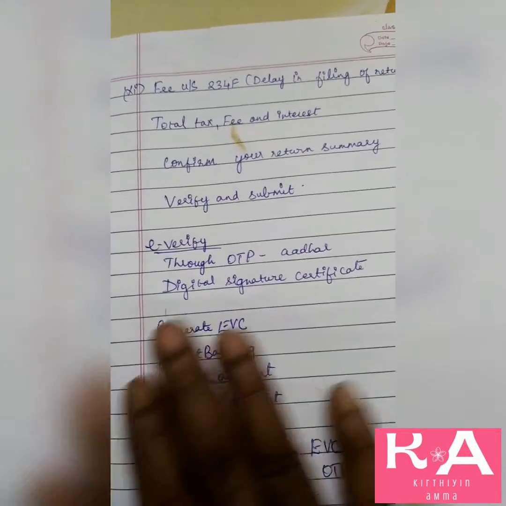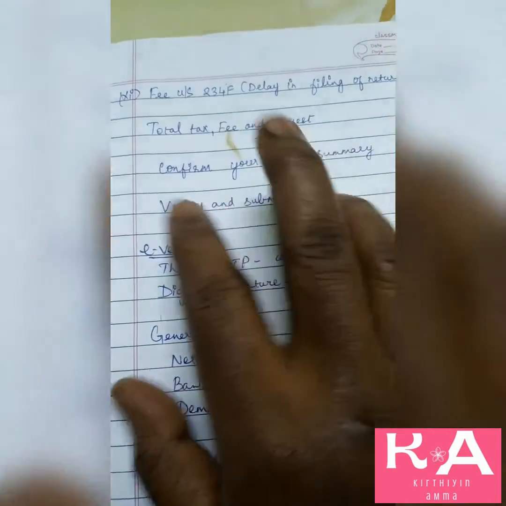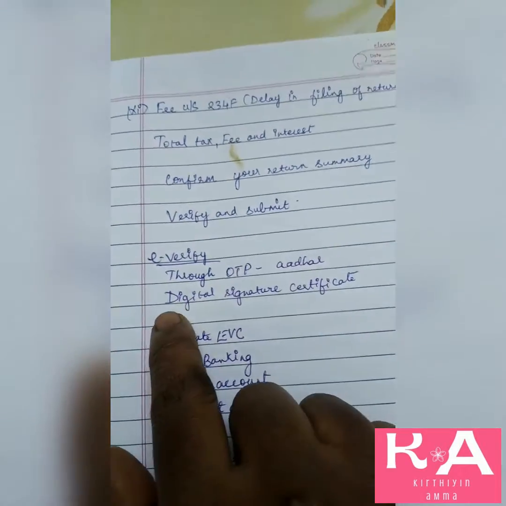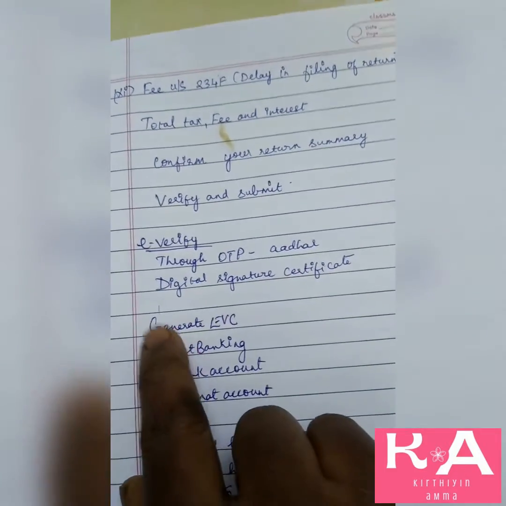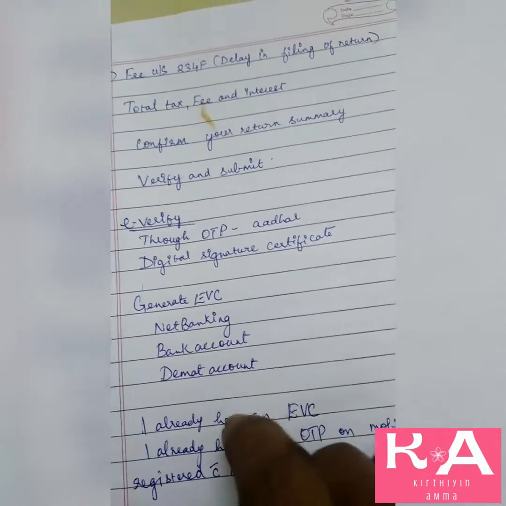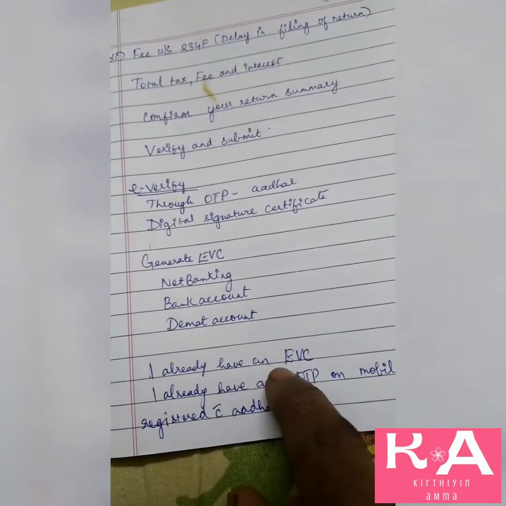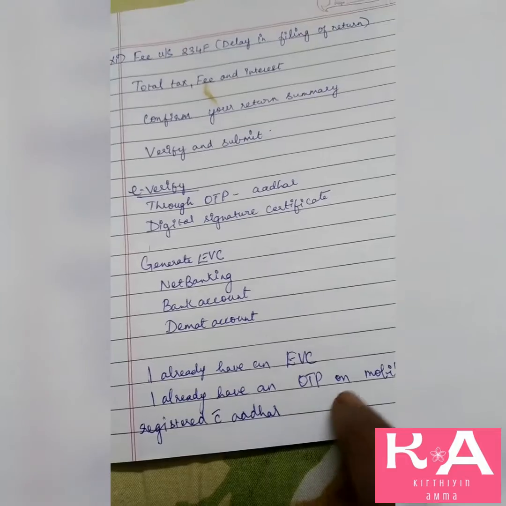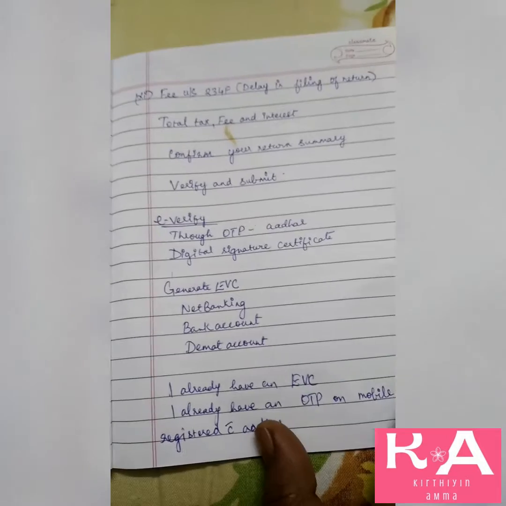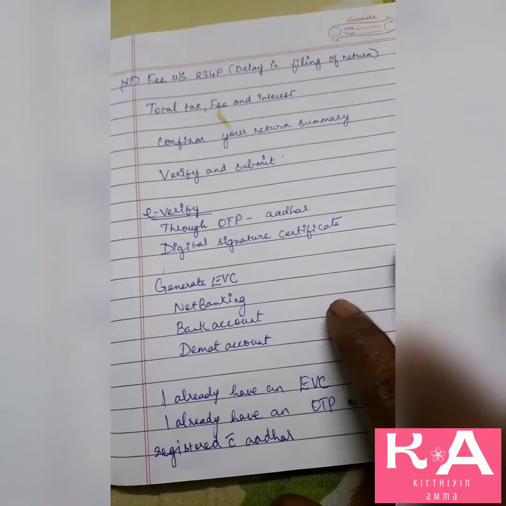So after all this, you can confirm your return summary, verify and submit. So how to verify? E-verify through Aadhaar OTP, through digital signature certificate, and by generating EVC, by net banking, bank account, Demat account. So if you already have an EVC generated, you can use that option also. If you already have an OTP on mobile registered with Aadhaar, you can use that and e-verify your return. Then you can submit your ITR.